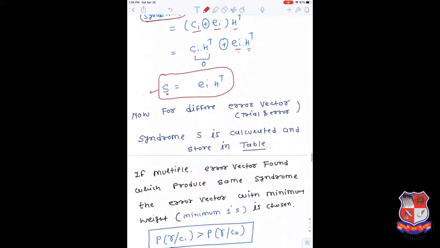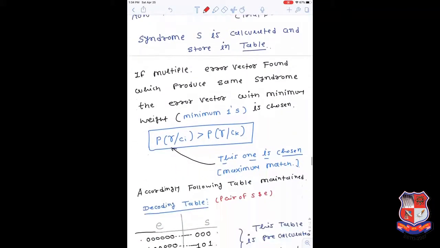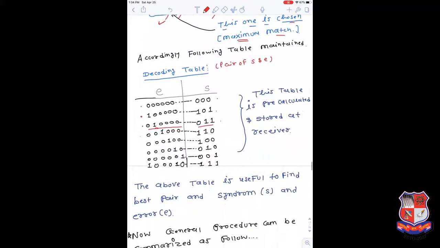Now let's summarize. This part we have learned so far. If multiple error vectors are found which produce the same syndrome, the error vector with minimum weight, the minimum number of ones, is chosen. So the probability of received vector R when Ci is given should be larger than the probability of R when Ck is given. We go with this one because it has the largest probability to match R with Ci, and the particular error vector chosen is the one with minimum weight. So we can have this table.